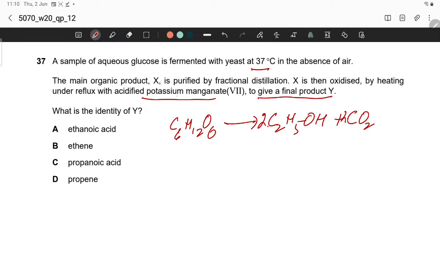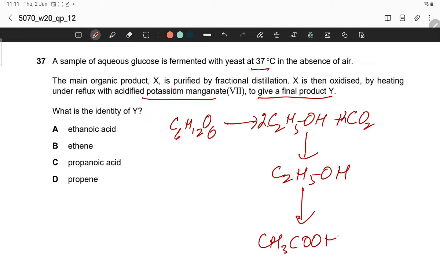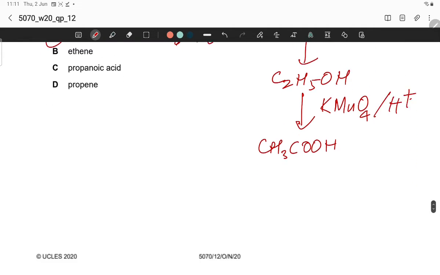X is purified through fractional distillation. C2H5OH is oxidized to form CH3COOH in the presence of acidified KMnO4. So ethanoic acid. What is the identity of Y? A is the correct option.